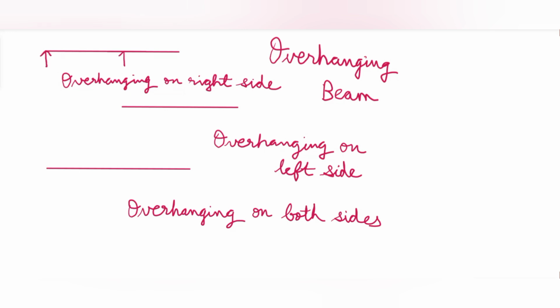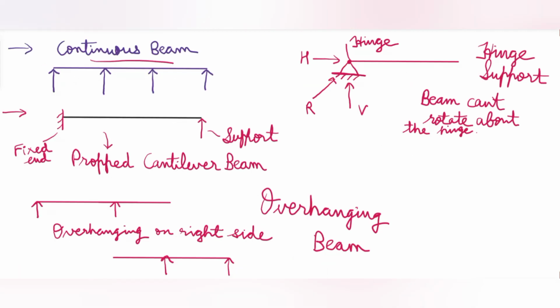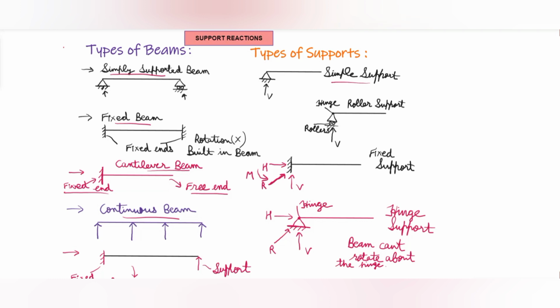In exam, if you don't want to draw the supports, then you can just show the supports using these arrows. So how many types of beams we are having? Then it is simply supported beam, fixed beam, cantilever beam, continuous beam, propped cantilever beam, and overhanging beam. Then in types of supports, we have simple support, roller support, fixed support, hinge support.